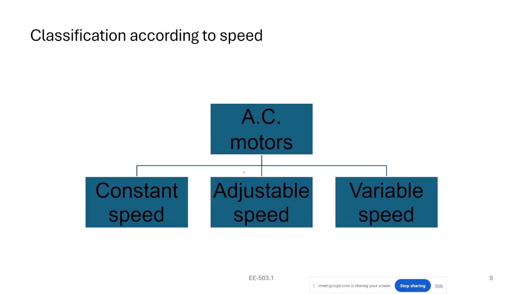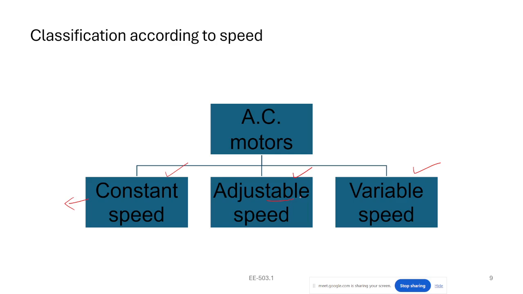So here is another classification: constant speed, adjustable speed, and variable speed. Based upon this, there are three classifications: constant speed, adjustable speed, variable speed. Constant speed means that whatever load we apply, the motor runs continuously at the same speed.